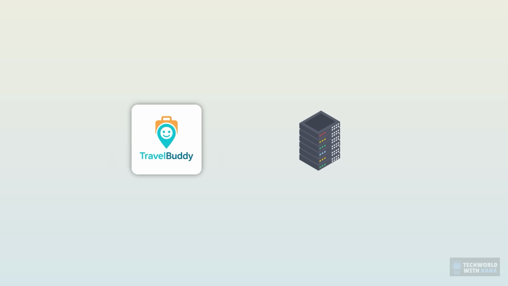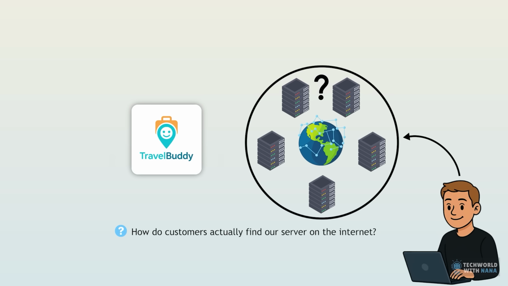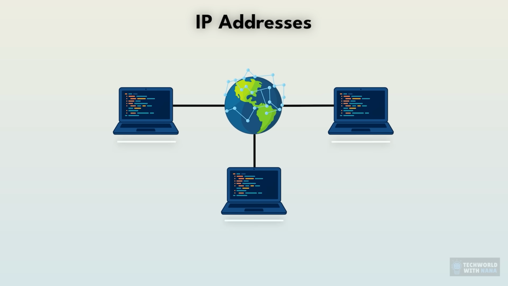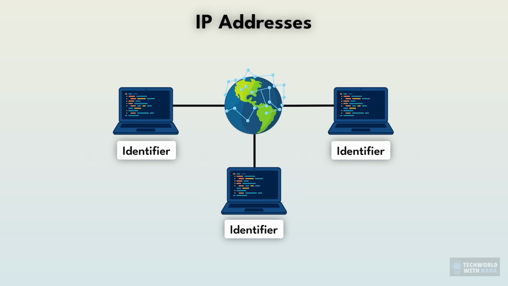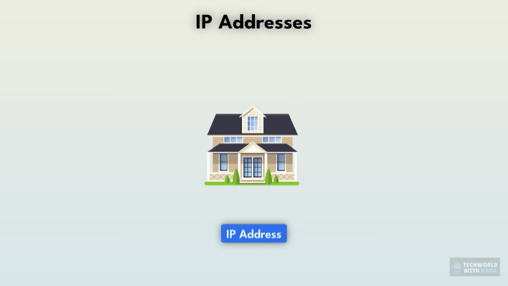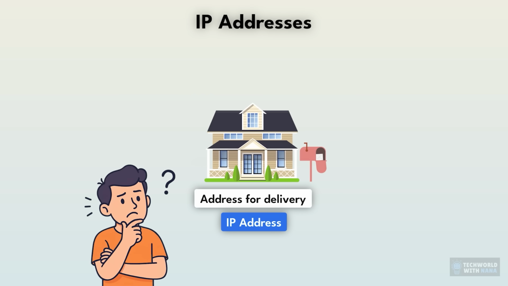When we first launched jijgjg, we had one server running our entire application. Simple, right? But immediately we faced our first networking question. How do customers actually find our server on the internet? Every device connected to a network needs an identifier so that other devices can send data to it. And this identifier is called an IP address. Think of it like a house address for mail delivery. Without it, no one knows where to send anything.